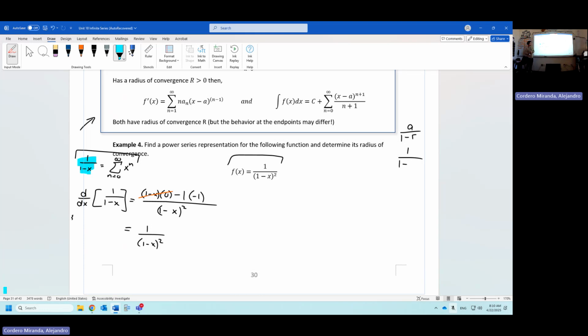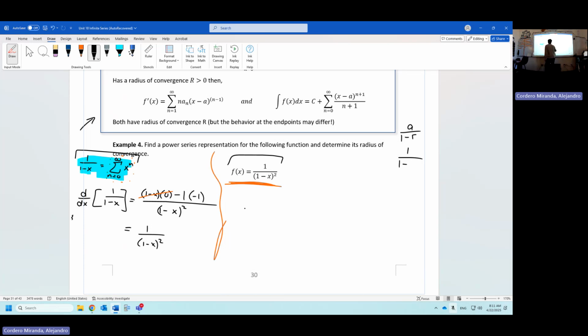So what I'm getting at now is that to represent this function in orange, it would be the derivative of this series. This orange function is the derivative of this blue function. Therefore, the orange function can be represented by the derivative of the blue series.